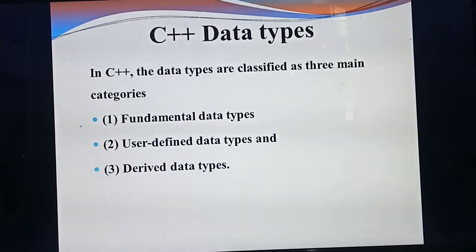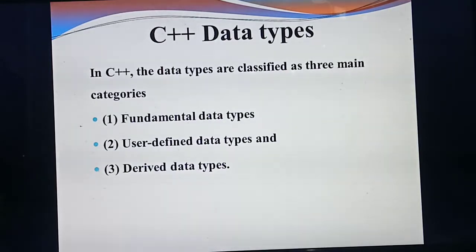Next we are going to the types of data types. How many types of data types does C++ support? In C++ there are totally three main data types. How many? Three. What are they? The first one is the fundamental data type. Then the second one is the user defined data type. Then the third one is the derived data type.